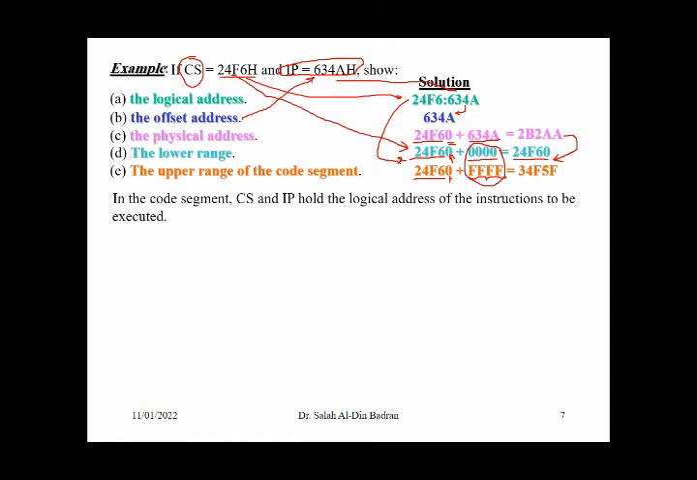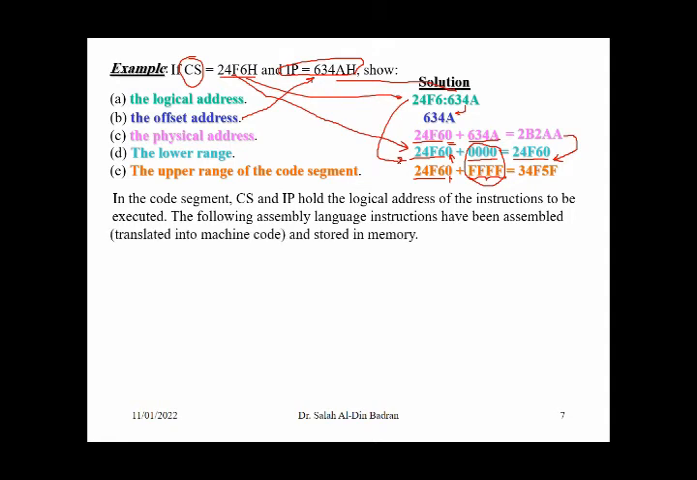In the code segment, CS and IP hold the logical address of the instructions to be executed. The following assembly language instructions have been assembled, translated, assembled means translated into machine code and stored in memory. See this example, this mnemonic MOV instruction. What does this do? We explained this in our first lecture.